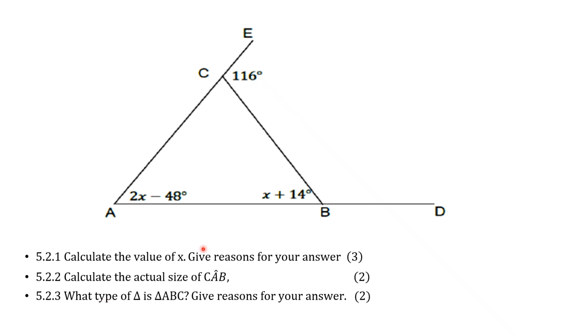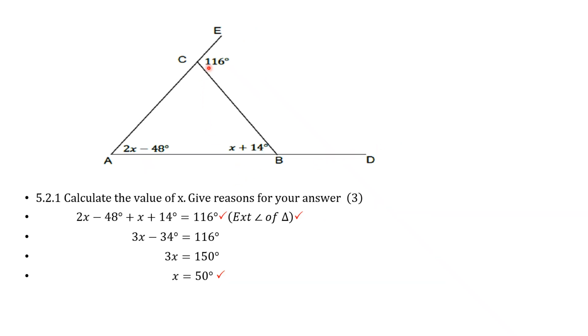Then once you have the value of x, they want the actual size of CAB. So there's C, A, B, so they want this angle here, A being in the middle, so therefore the angle in the middle A. And then from there, what type of triangle ABC is, give a reason. So we have to find the different lengths of the triangle so that we can see if it's scalene, equilateral, or isosceles triangle, right? So let's solve the first problem.